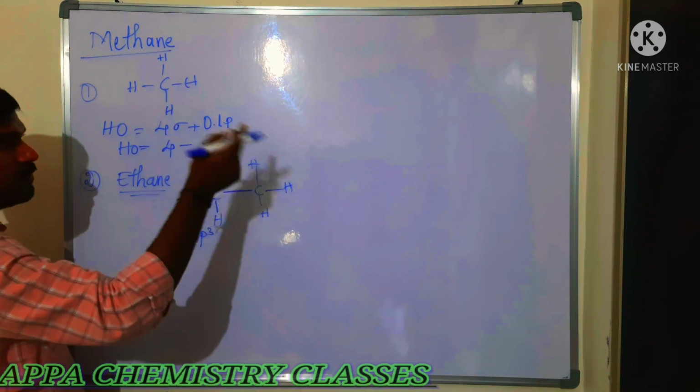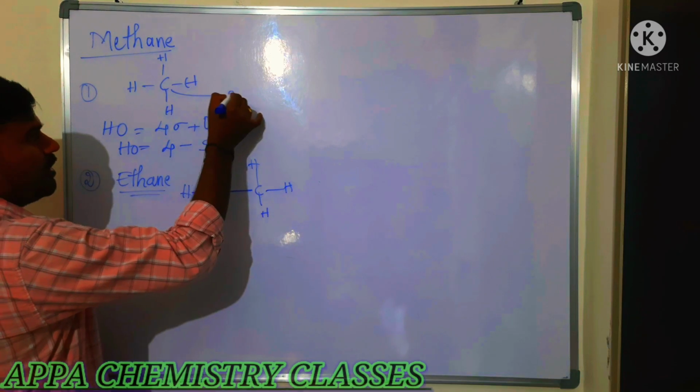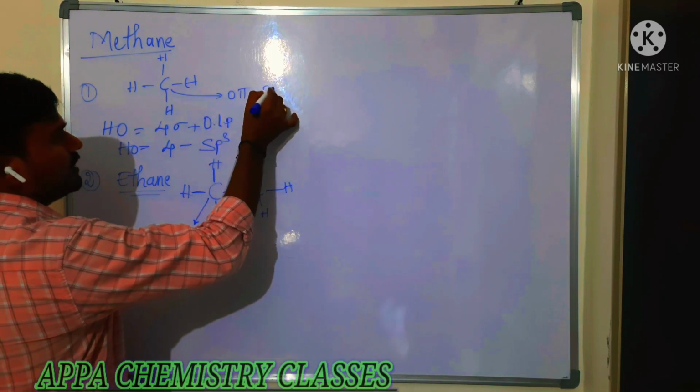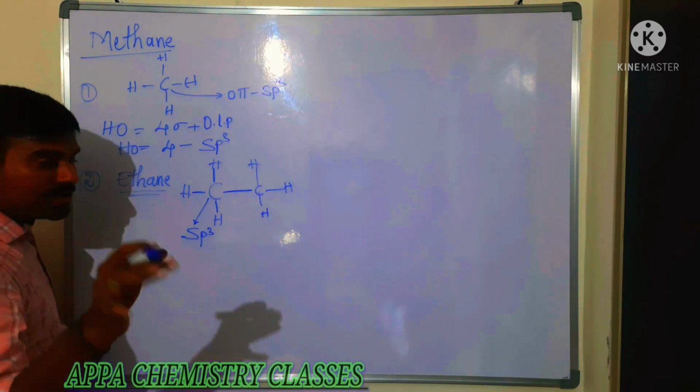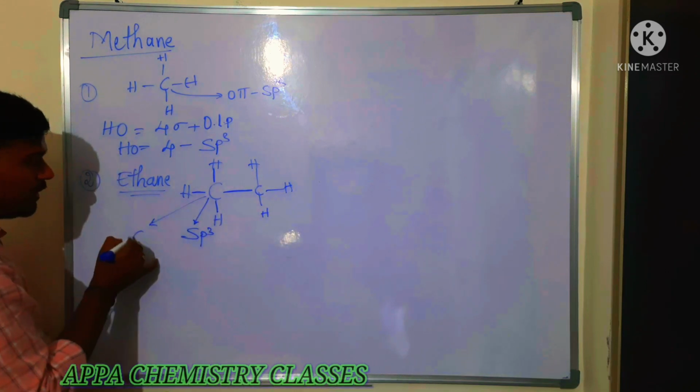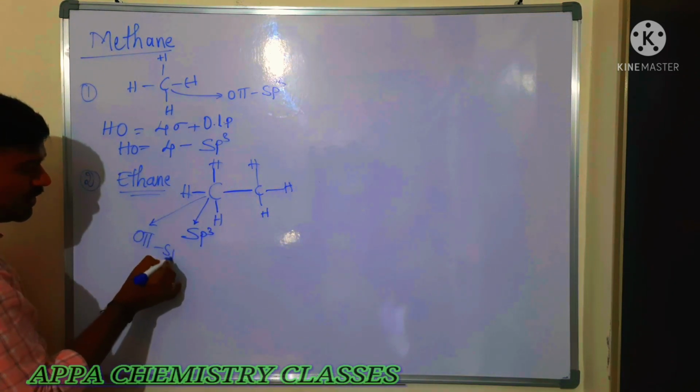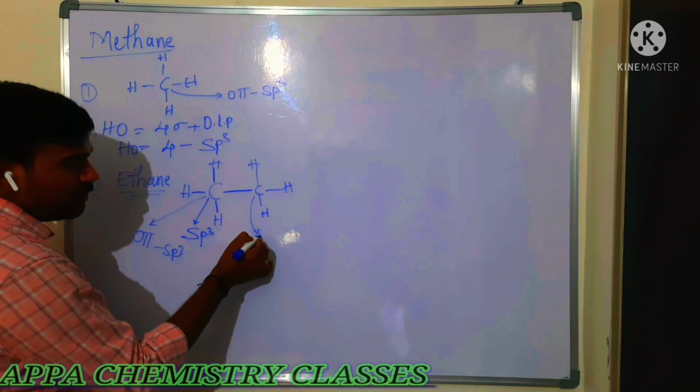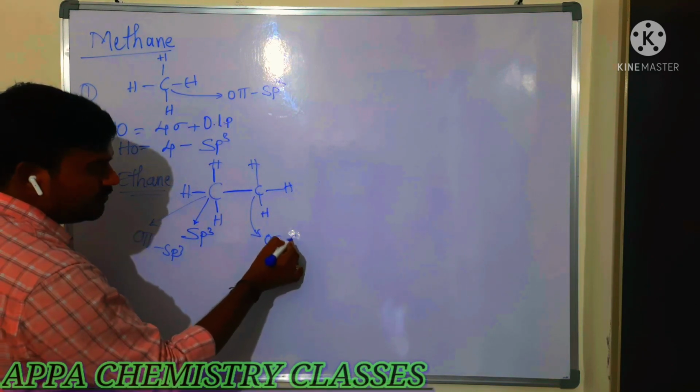And you can also compare the second shortcut. Will it have any pi bonds here? So 0 pi bonds. 0 pi bonds in the sense sp3. Is that clear? So here also 0 pi bonds, sp3. Here also 0 pi bonds, sp3.